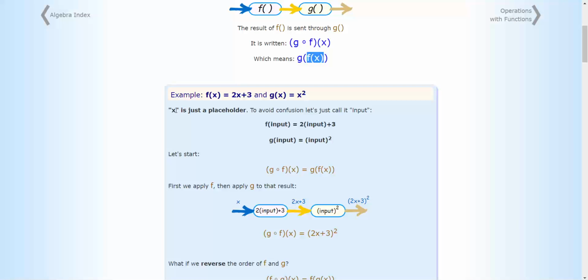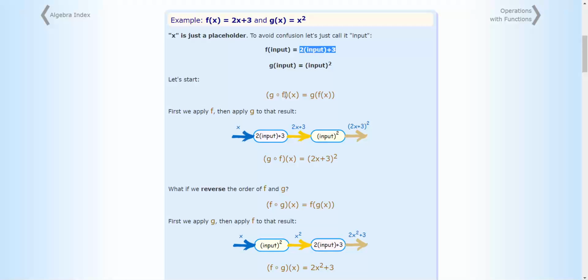This is a really nice illustration of how you replace the x, which is a placeholder, with an input. So you have f of x equals 2x plus 3. So 2x plus 3 becomes the x for g of x. You take the whole function and put it in, replacing x with the whole function. And this is what you get for g composed with f.